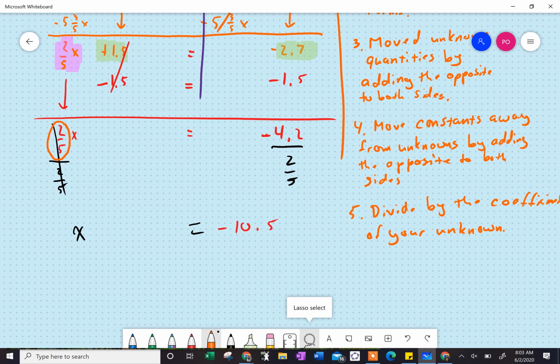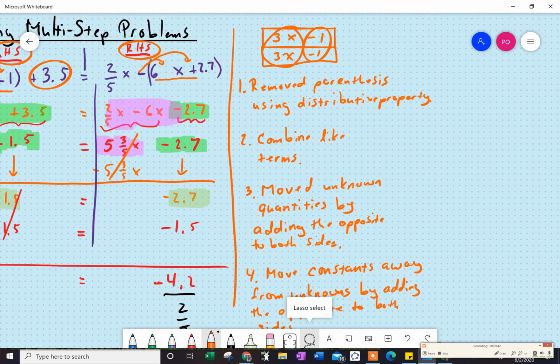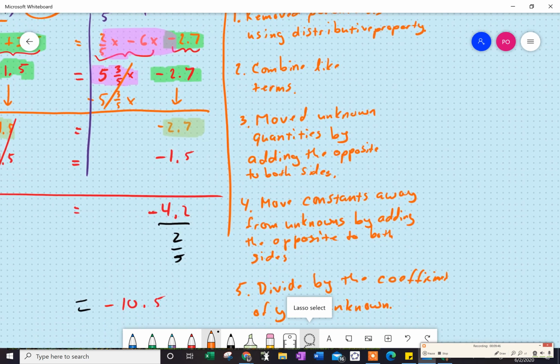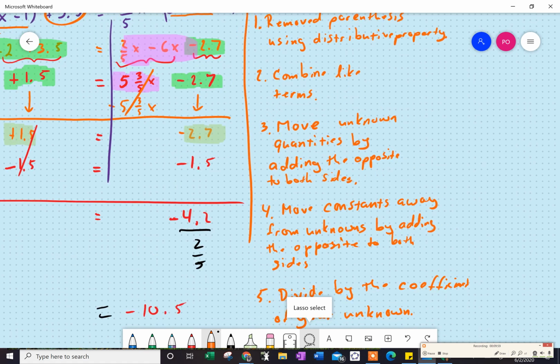All right, so those are your 5 steps. That's it. It's a long example, but it's worthwhile. Watch it more than once. Stop it where you need to. Figure out what we're doing. And once again, remove the parentheses, combine the like terms, move the unknown quantities by adding the opposite to both sides, move the constants away from the unknown by adding the opposite to both sides, and then divide by the coefficient of your unknown. By the way, at the very end, you could always check your answer too.